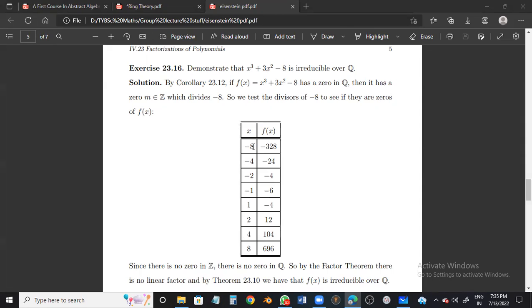Putting x equal to minus 8, we get minus 328. It is not a 0, and if it is not a 0, then obviously minus 8 cannot be the 0. Go with minus 4. Minus 4 cube is minus 64, then minus 4 square is 16, threes are 48, and minus 8. Does it create a 0 anyway? No, this is not 0.